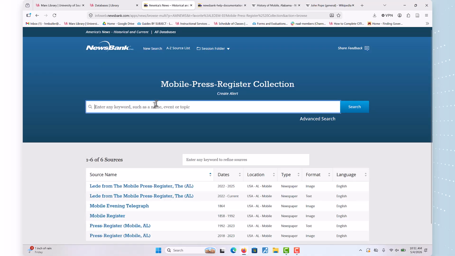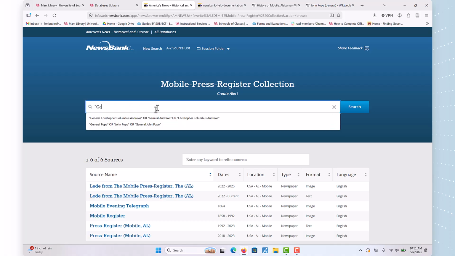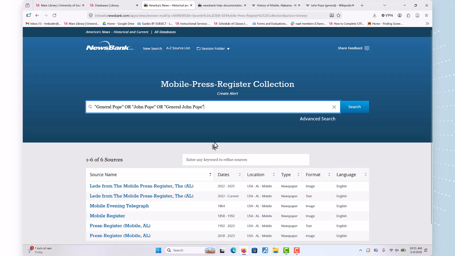All right, so now let's practice how to search for a specific person. When it comes to a person, we want to give different versions of their name. We are going to look at General Pope, who is part of the history of Mobile. He was, during Reconstruction, a person put in charge of Mobile. I just found out about this. I just looked at Wikipedia, so that's how I did my pre-research. So we're going to give a couple of options for how to put his name: General Pope, or John Pope, or General John Pope.